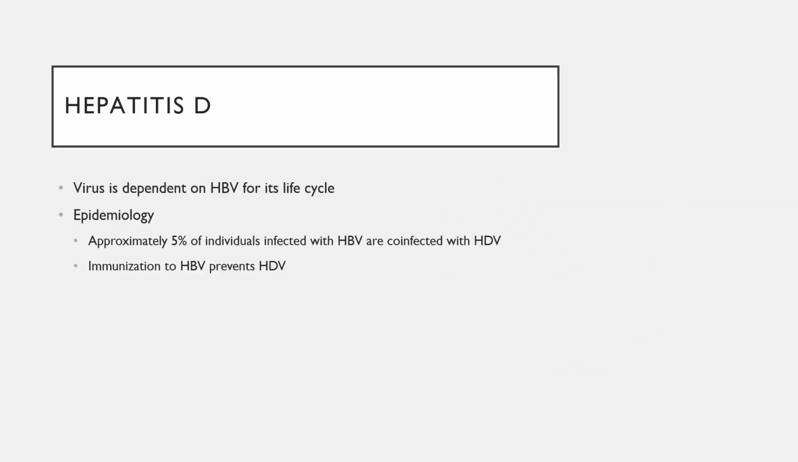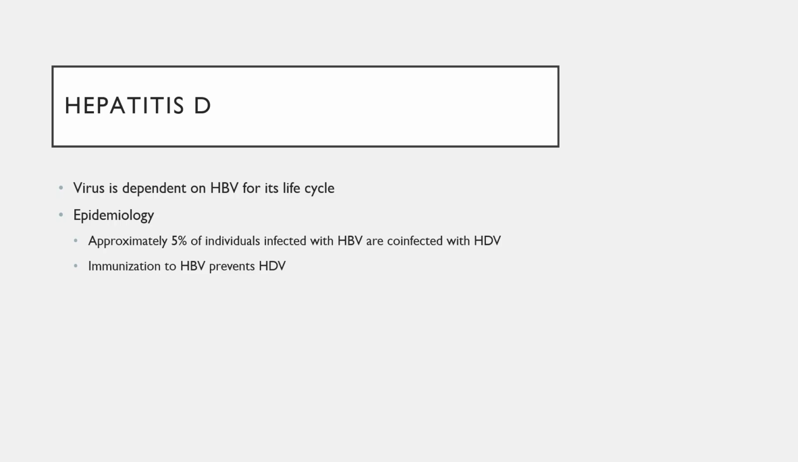Now let me introduce you to one of the strangest viruses in medicine, hepatitis D, also known as the satellite virus. Why satellite? Because it literally cannot live its life without hepatitis B. No HBV, no HDV replication. It hijacks the HBV surface antigen to assemble itself. Honestly, it's the ultimate biological freeloader.